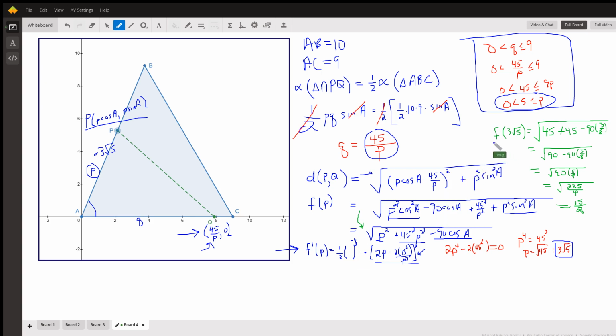And so if you want to find the distance from P to Q, you plug 3 radical 5 into this expression right here. I'll show you the simplification leads to this right here. There finally is the minimum distance from P to Q, 7.5.